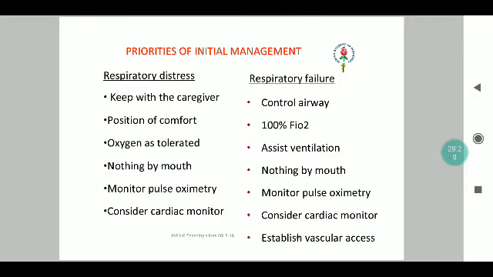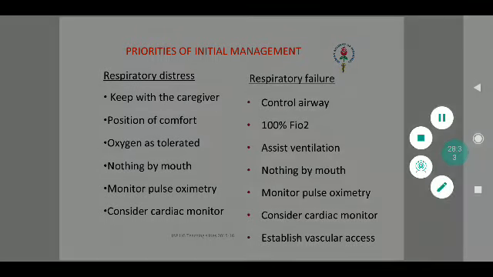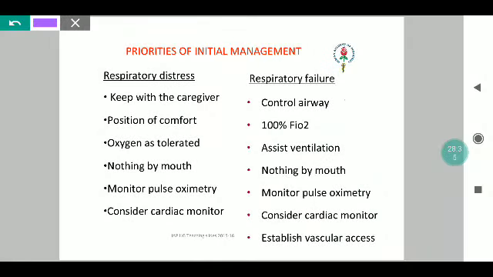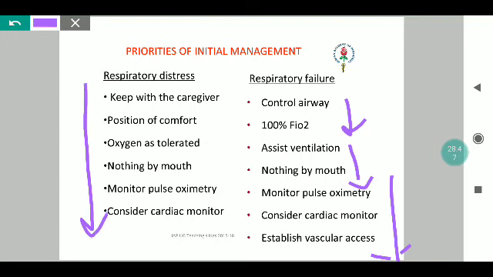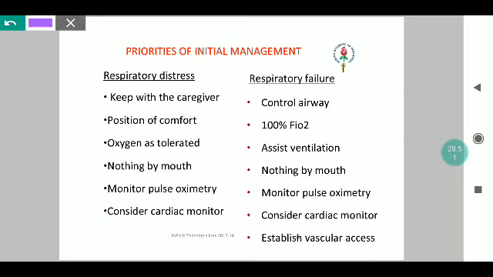And as in any case, the priority should be for the child with respiratory failure, followed by respiratory distress. So the airway to be checked, giving 100% oxygenation, assisted ventilation, keeping the child NPO, monitoring saturations and cardiac monitoring. In respiratory distress, ensuring that the child is with the caregiver in a position of comfort, still giving nothing orally, maintaining pulse oximetry and considering a cardiac monitor.